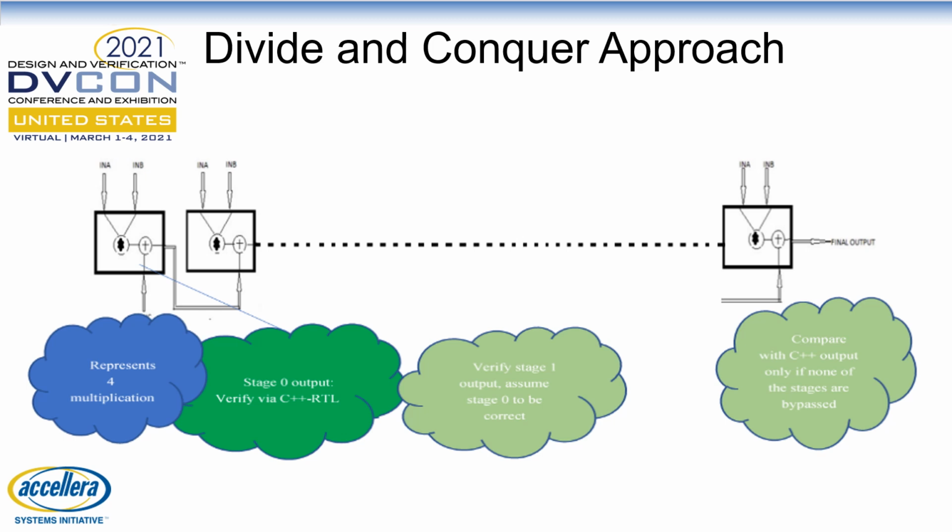This slide represents the divide and conquer approach, which became the linchpin of this particular verification problem. So we first would solve one particular stage. The plus over here represents the 4 multiplications going on in that particular stage. We verified the stage 0 output of C++ against the RTL, and we verified stage 1, which was taking the input from the previous accumulated result, as another stage. So every stage we would treat as a separate individual entity and use the divide and conquer approach to solve this problem.